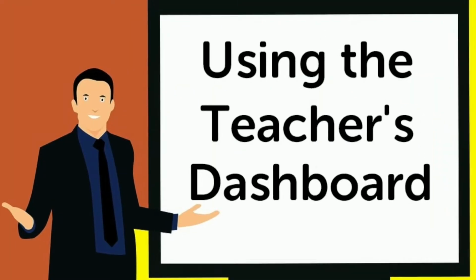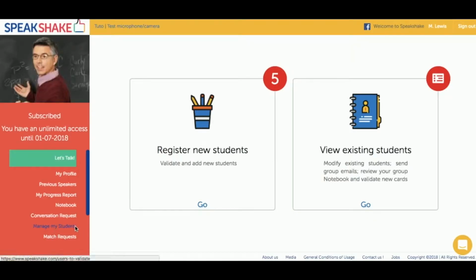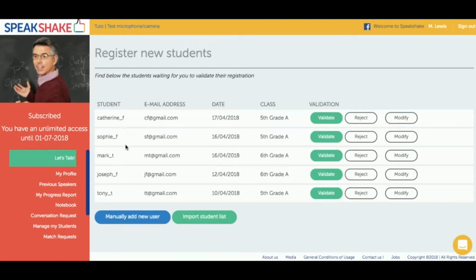Using the teacher's dashboard. Here I can validate the registrations of new students and view the records of my existing students. The notification indicates that there are 5 new students to validate. I can view the registration details of the new students and choose to validate, reject, and modify their registrations.